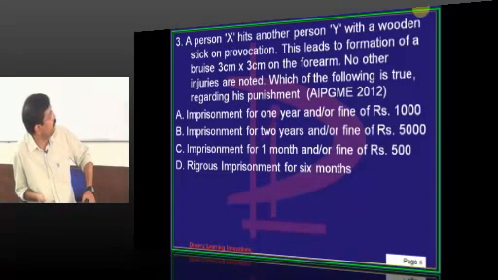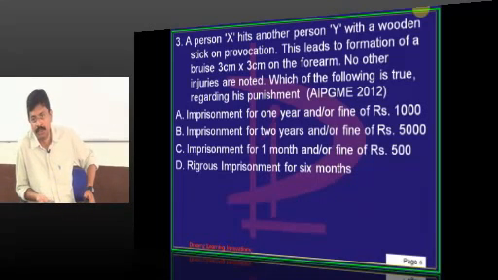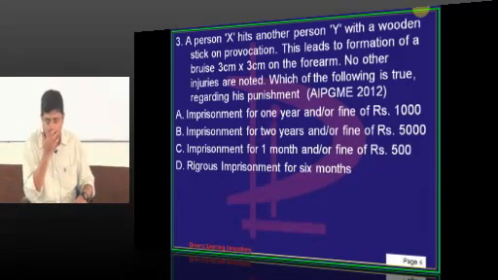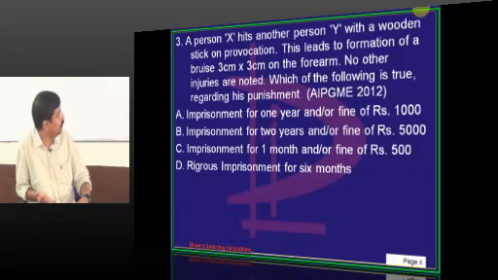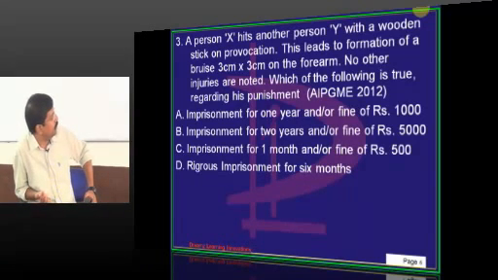This leads to the formation of a bruise or contusion 3 by 3 centimeters on the forearm. No other injuries are noted. Which of the following is true regarding his punishment? Okay. So, imprisonment for 1 year and fine of ₹1,000, imprisonment for 2 years and fine of ₹5,000, imprisonment for 1 month and fine of ₹500, or rigorous imprisonment for 6 months.